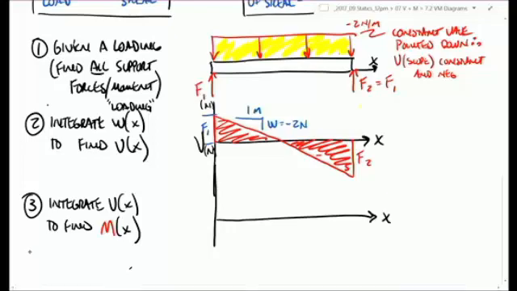I'll just put it here. No vertical shifts in M as a function of x, my moment function, unless couples are present.